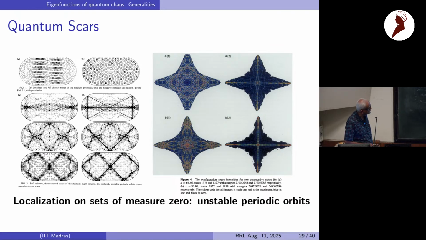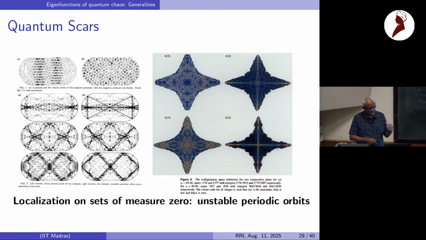So these localizations on sets of measure zero, which are these unstable periodic orbits, were called quantum scars by Heller. One of the important things is that the orbit has to be unstable for it to qualify as a scar. If it was not unstable but a stable orbit, it's more or less WKB quantization. So that is not to be considered, strictly speaking, as a quantum scar.